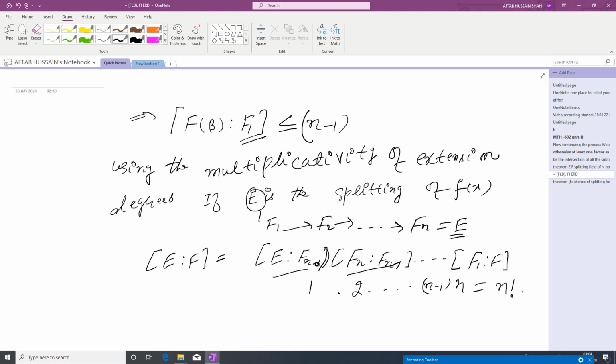So a splitting field of a polynomial of degree n has degree at most n factorial.